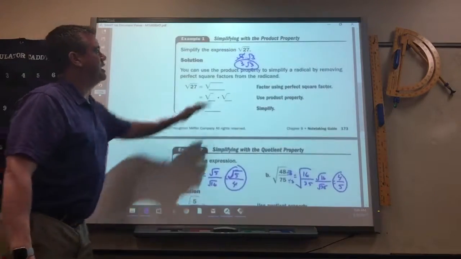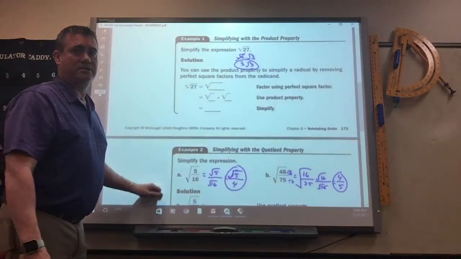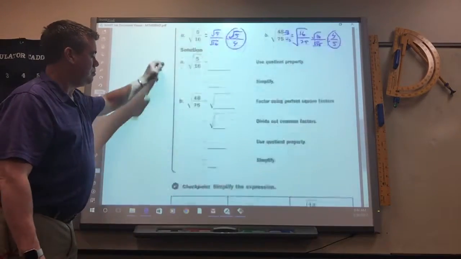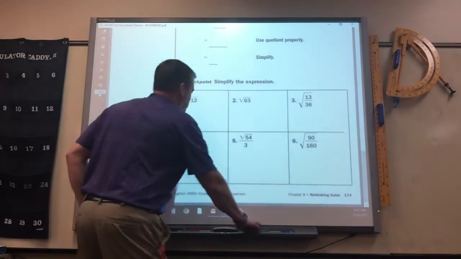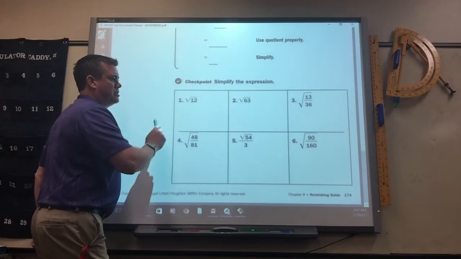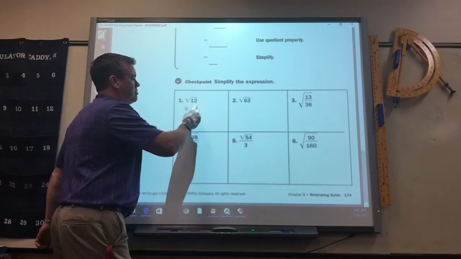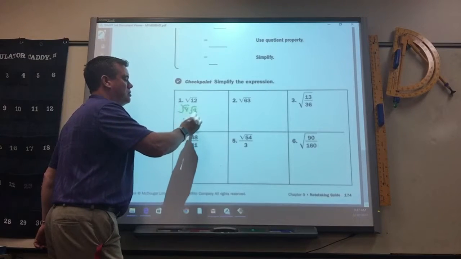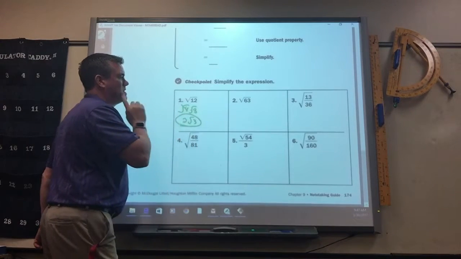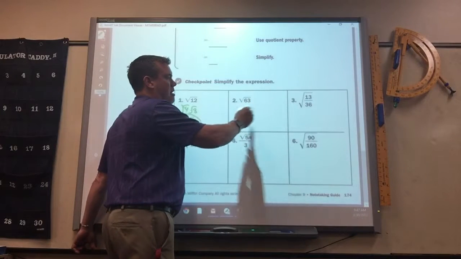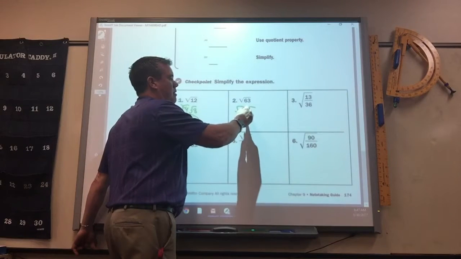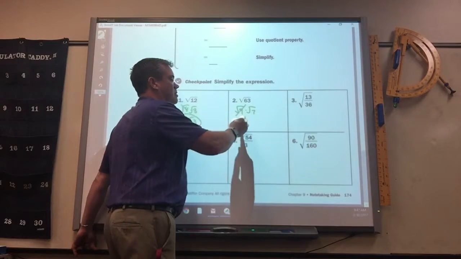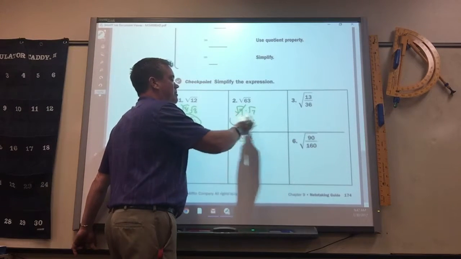So that's what we're doing today, is these and these. Okay? So what perfect square goes into this? 4 times 3, which would make 2 square roots of 3. 63. 9 times 7. 3 square roots of 7.